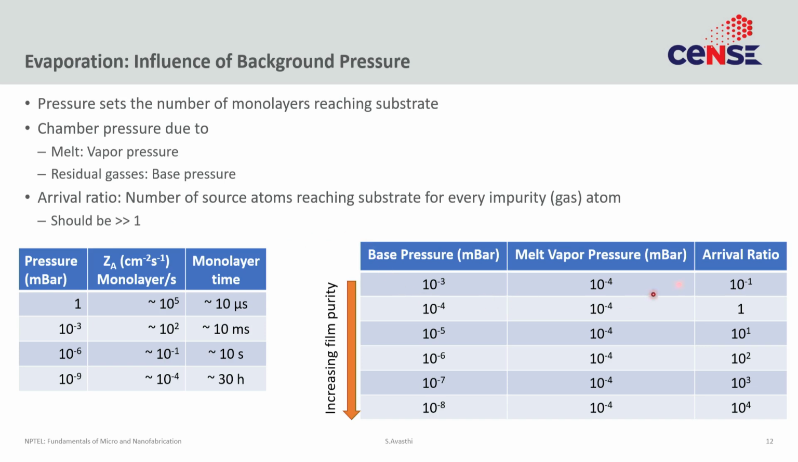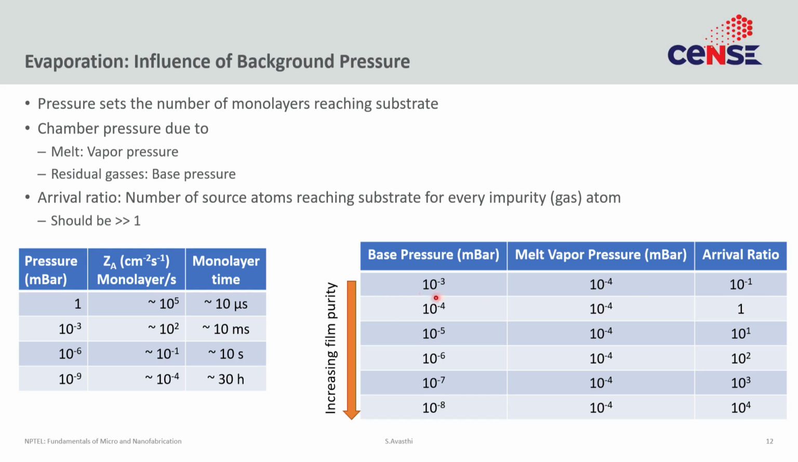So this is the arrival ratio that you would actually get for various base pressures, assuming a certain melt vapor pressure. So if you melt the metal, it will form a certain vapor. So that vapor pressure is say 10 power minus 4 and your base pressure is 10 power minus 3. So there are 10 times more impurities inside your chamber than there are real atoms, so your arrival ratio is 0.1. So for every 1 atom of the real thing that you get, aluminum, you actually get 10 atoms of something else. So that is obviously not good.